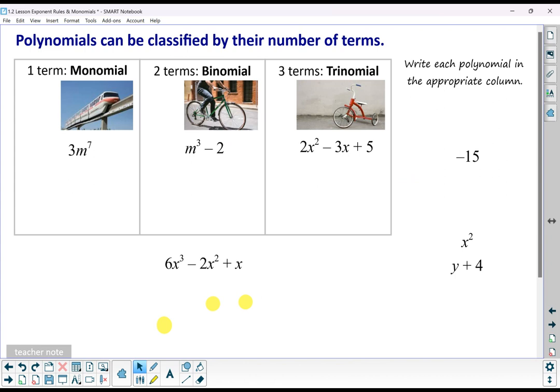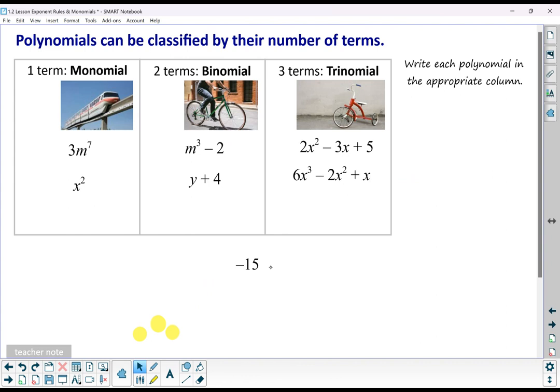And now we have 6x to the 3rd minus 2x squared plus x. And you can see we've got a subtraction symbol here, an addition symbol here. So those are separating our terms, and we have 1, 2, 3 terms. So we got another trinomial there. And here I have an x squared, and there's no addition or subtraction, so that's just one single term. It's a monomial. I have a y plus 4, so you can see that plus symbol there, separating the terms. So this has 2 terms, 1, 2, and that makes it a binomial.